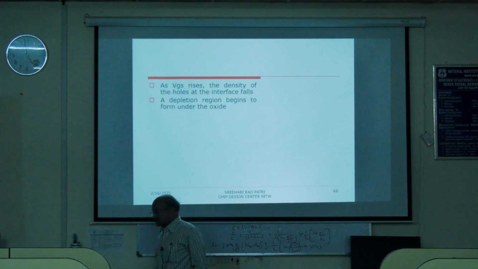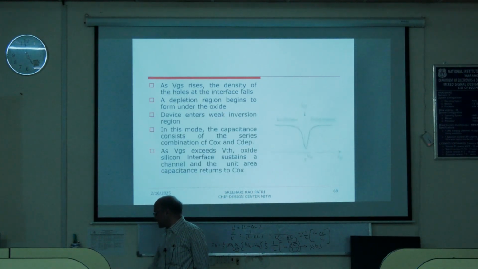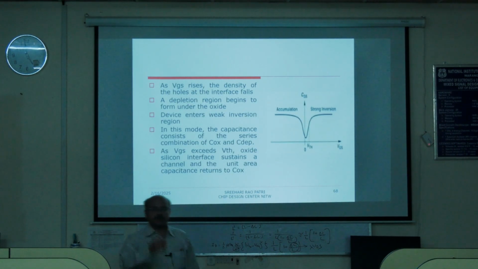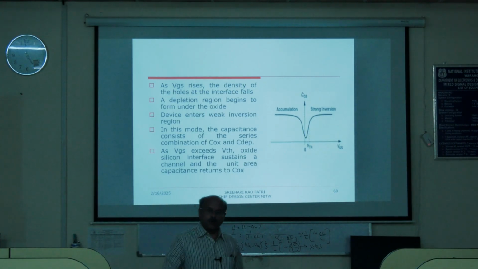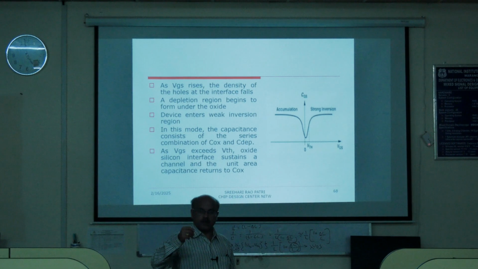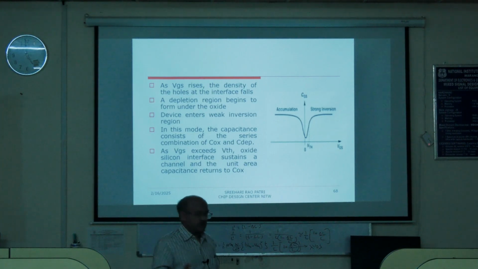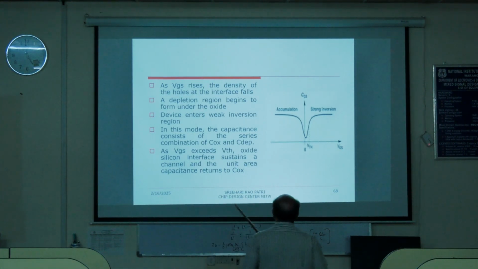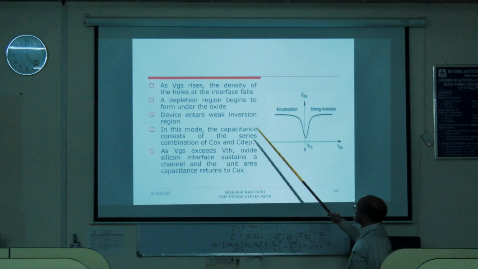Now, as VGS rises, the density of the holes at the interface is going to fall. First it was negative, so holes came up. Now gradually from negative it is coming towards 0 and becoming positive. So the holes get repelled. Gradually the amount of holes reduces, accumulation ends, right? And then depletion region forms. So the device enters into weak inversion first.